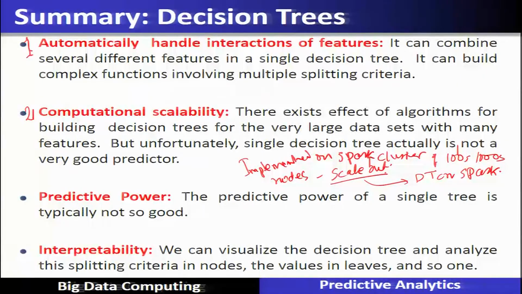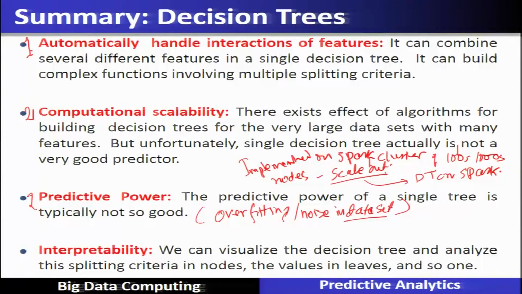We have also seen the predictive power. The predictive power of a single decision tree typically is not good, due to the overfitting, because of the noise in the data set. Therefore, the predictive power of a single tree is typically not good due to the overfitting.